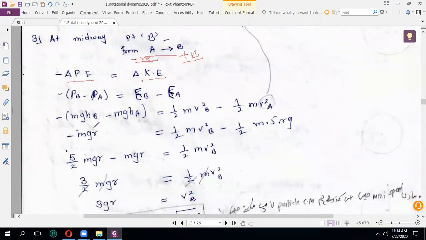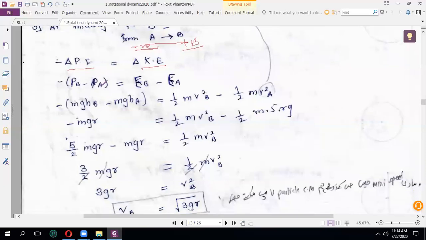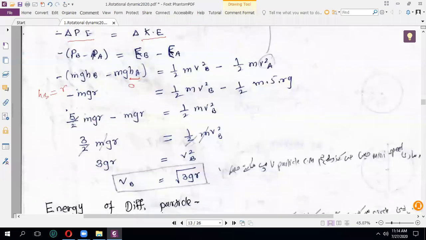Now the potential energy formula is mgHb minus mgHa. We know that the height at A is 0, the height at B is R, and the v square A formula is 5gR. I just calculated it. So replacing that part, we get mgR minus 0 is equal to half m v square B minus half m 5gR. Take this half m 5gR to the left-hand side. This minus becomes plus, so 5 upon 2 mgR, and I wrote it on the right side, minus mgR is equal to half m v square B.